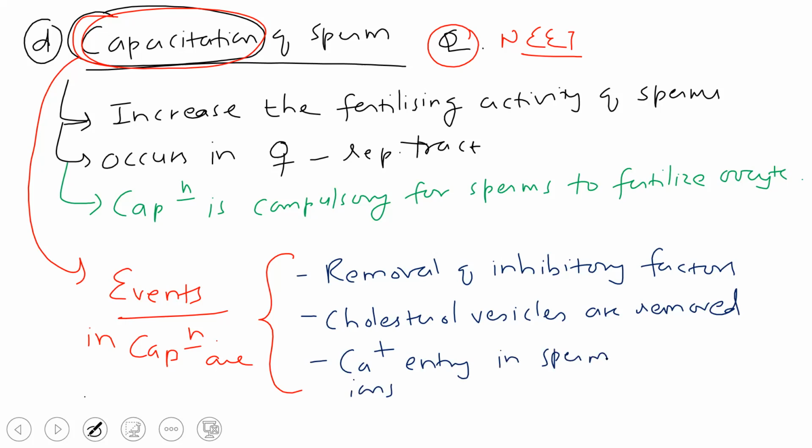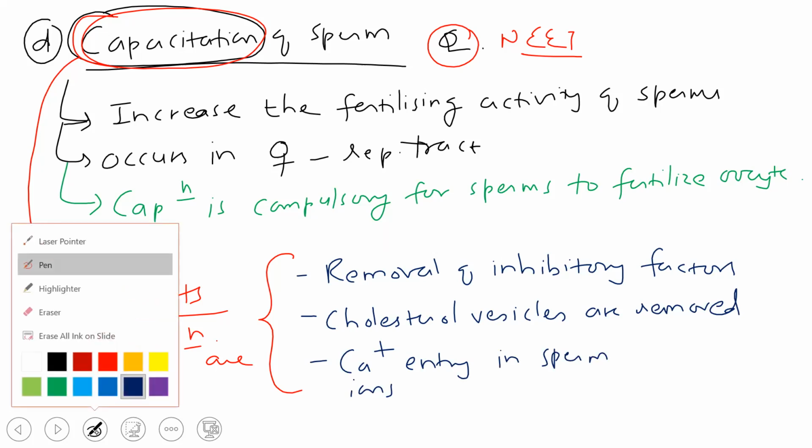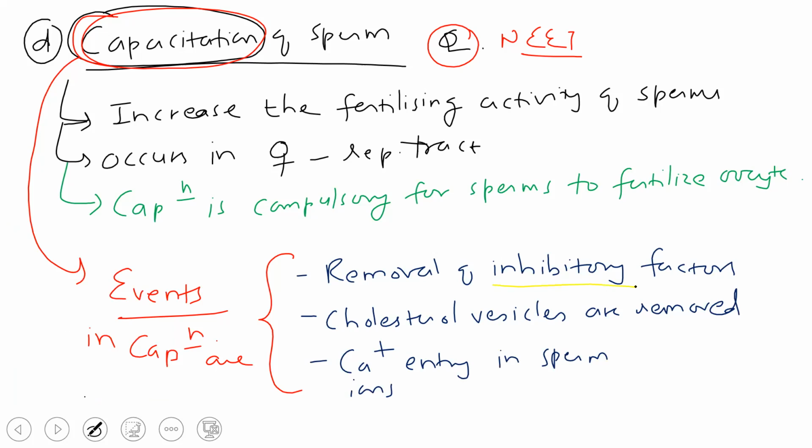See, there will be some proteins and some inhibitory factors in the sperm which will not allow it to fertilize. So that must be removed. Then there is also cholesterol in it that must be removed. And calcium ions will enter the sperms from the surrounding region. All of these events happen in the female reproductive tract, and without these events, there will be no fertilization.